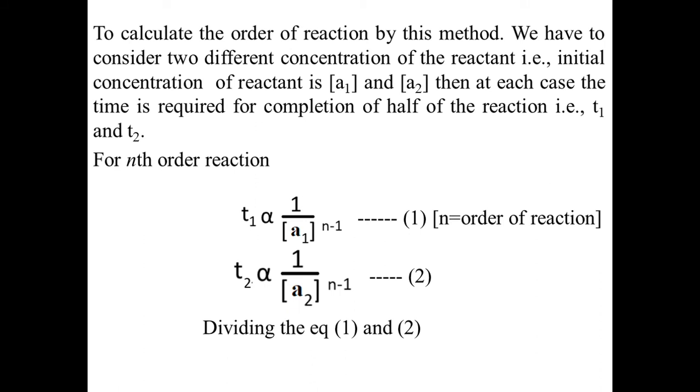To calculate the order of reaction by this method, we have to consider two different concentrations of the reactant, that is, initial concentrations of the two reactants will be taken as concentration of A1 and concentration of A2. Then for the initial concentrations A1 and A2, the time required for the completion of half of the reaction will be taken as t1 and t2. For nth order reaction, t1 is inversely proportional to 1 divided by concentration of A1 to the power of n minus 1. This is equation number 1. n is the order of reaction. For t2, t2 is inversely proportional to 1 divided by concentration of A2 to the power of n minus 1. This is equation number 2.